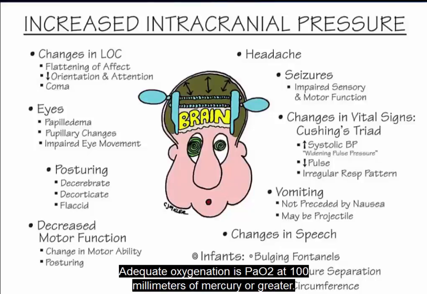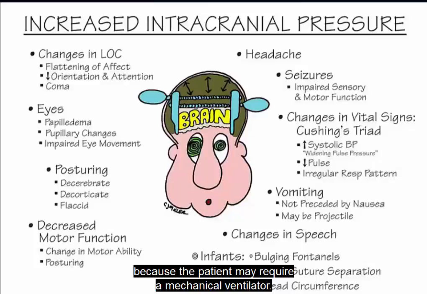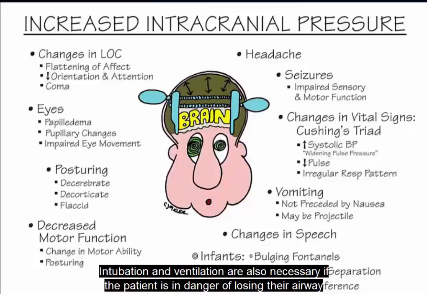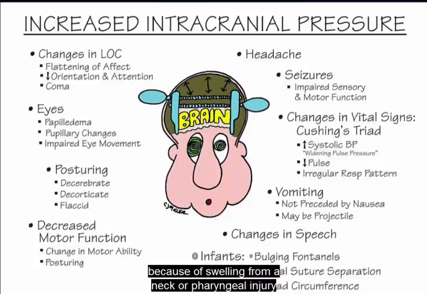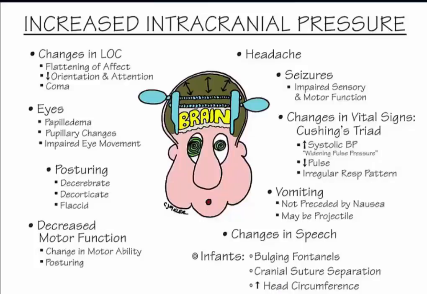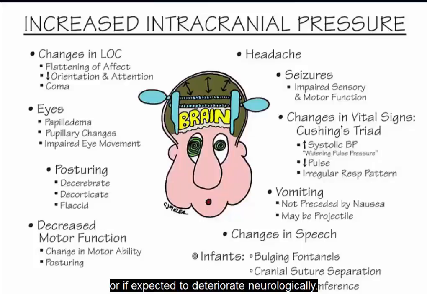Adequate oxygenation is a PaO2 of 100 millimeters of mercury or greater. The blood gas analysis would help guide the oxygen therapy because the patient may require a mechanical ventilator. Intubation and ventilation are also necessary if the patient is in danger of losing their airway because of swelling from a neck or pharyngeal injury or if expected to deteriorate neurologically.